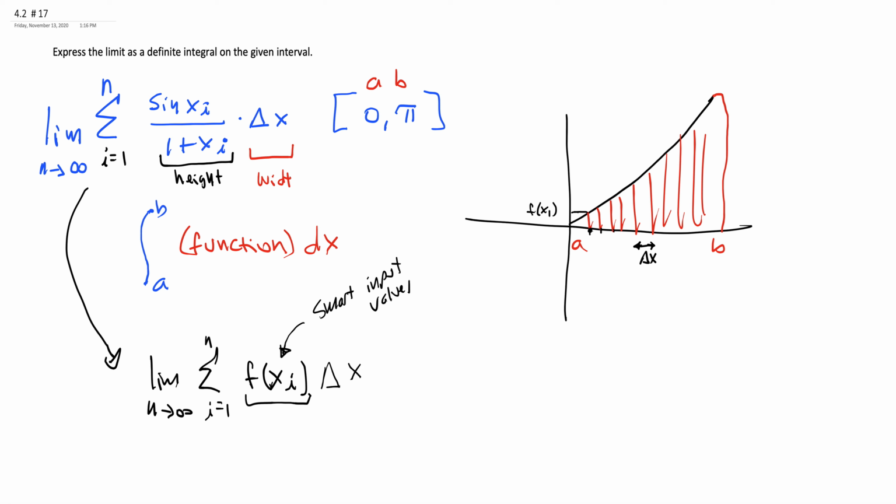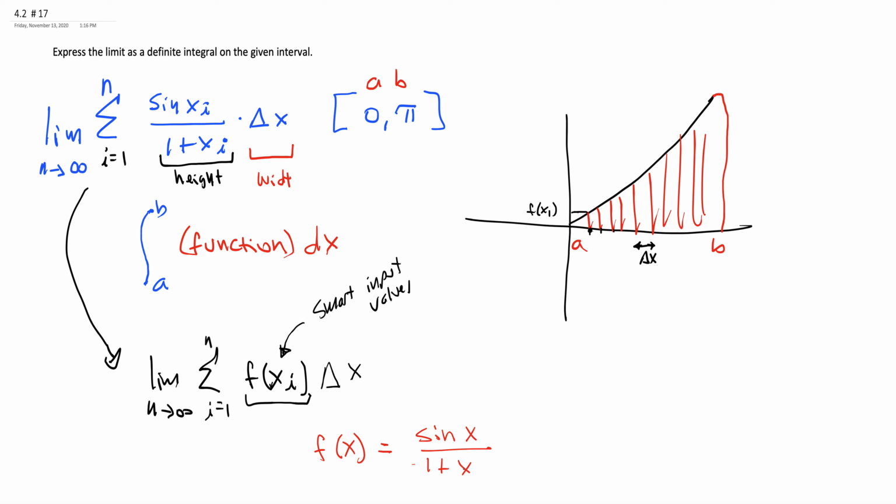Great. So all we need is to get basically this function right here. Well, we have it. Since this is our delta x right here, our function is this guy right here, pretty much. So we can say that our function, f of x, is equal to sine of x over 1 plus x. So there's our function.